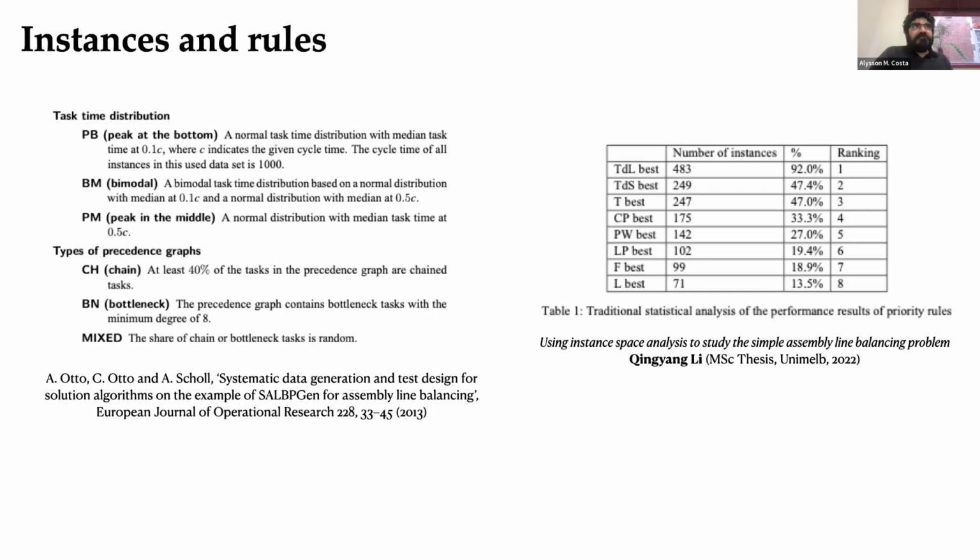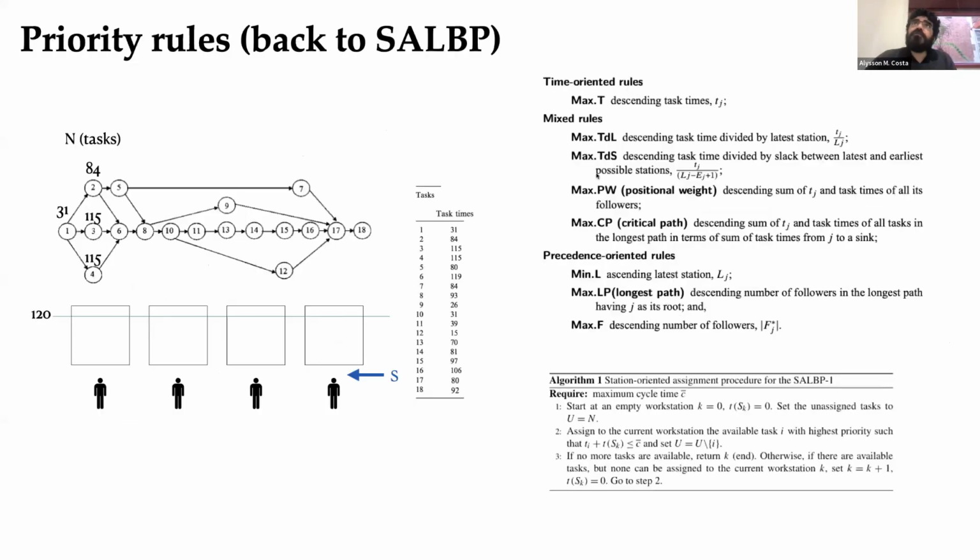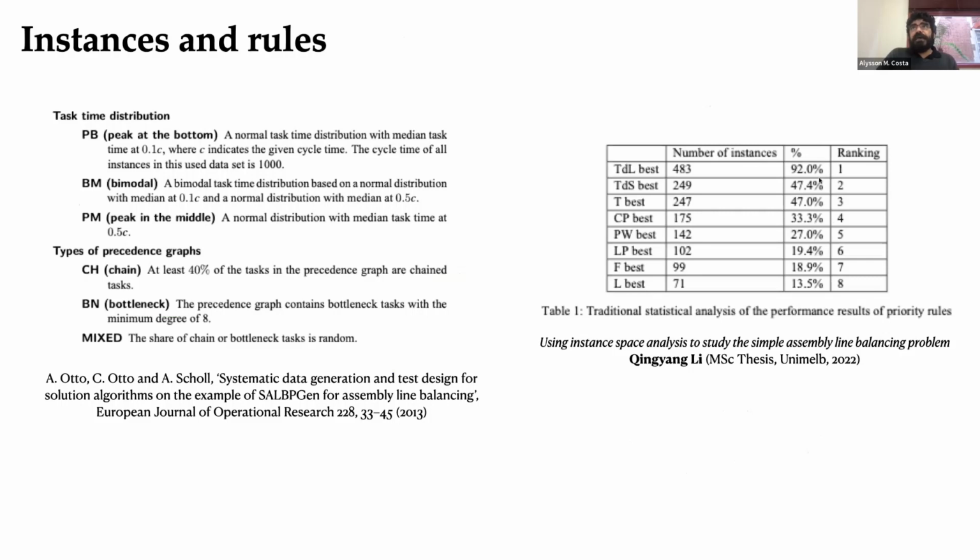Kate's probably going to be happy here because I had a master's student that just finished, and what we did was use Kate's methodology to analyze these rules and check which one was more efficient. Of course, in terms of average statistics, you could see that TDL, which was descending task time divided by the latest station, was clearly the best. The latest station is the latest one to which I could assign a task, and I would take the task time and divide by this number.